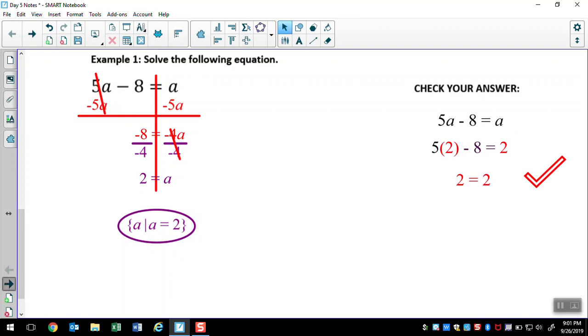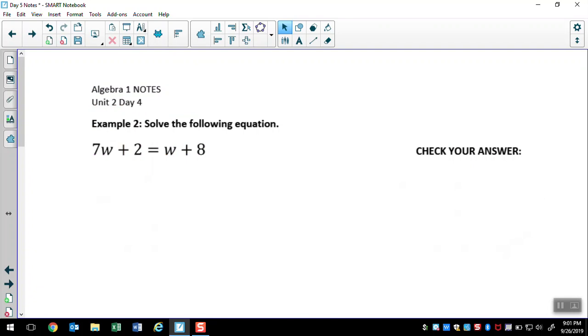All right, let's go to the next page. All right, let's just do another one. This time, we've got variables on both sides and constants on both sides. So I'm going to draw my line, and I'm going to, again, think about how we're going to split the idea of solving a multi-step equation, and we're going to look at simplifying first.